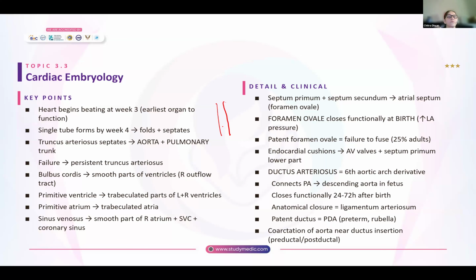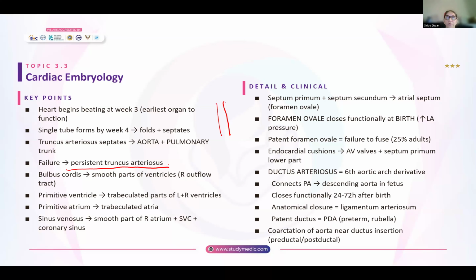Now in this, you have formation of the truncus arteriosus. This truncus arteriosus separates and gives rise to the aorta and the pulmonary trunk. Now, if there is failure of septation of this truncus arteriosus, you get what is known as persistent truncus arteriosus. The parts of this tube are the truncus arteriosus, the bulbus cordis, the primitive ventricle, the primitive atrium, and the sinus venosus. So truncus arteriosus will give rise to the aorta and pulmonary trunk. Bulbus cordis, remember, gives rise to the smooth parts of the ventricles.